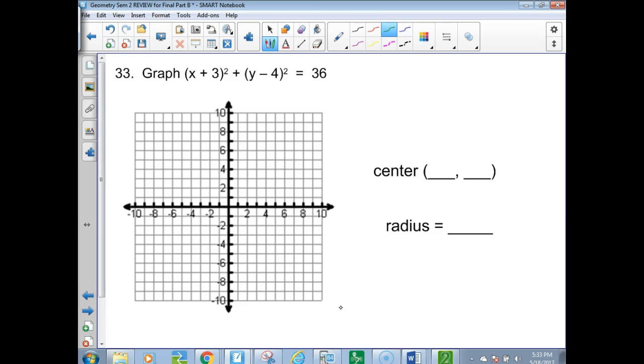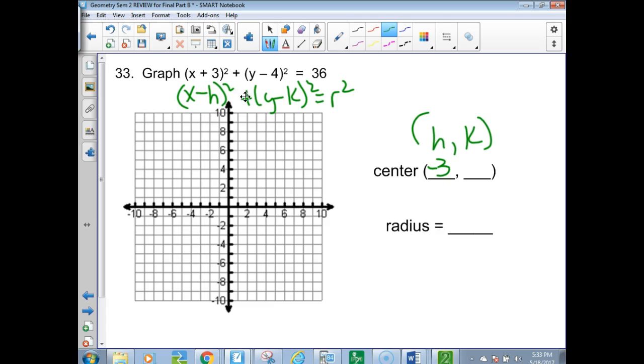33 wants us to graph the circle. Remember, it's x minus h quantity squared plus y minus k quantity squared equals r squared, that format. This time, we have a plus 3 here, so our h was opposite of 3. It's -3 for the h value. That's your hk. And y minus 4, that means the k was 4. The radius is r squared is 36, so we would do r equals the square root of 36, which is 6. So we plot the center, -3, 4, left 3 up 4.